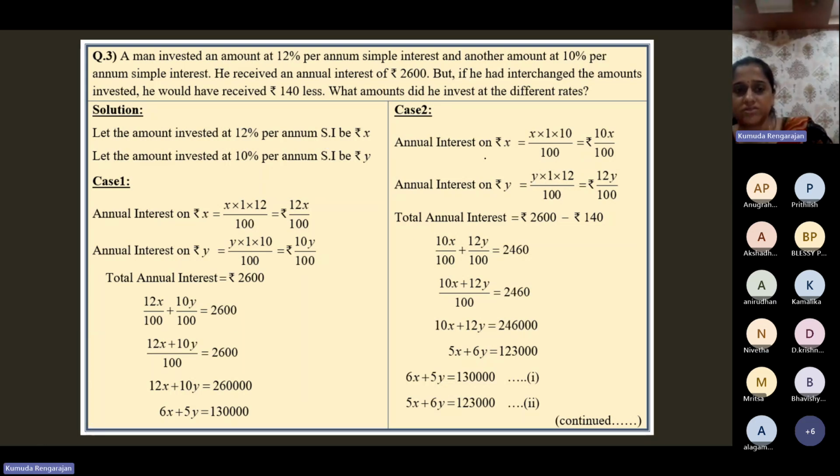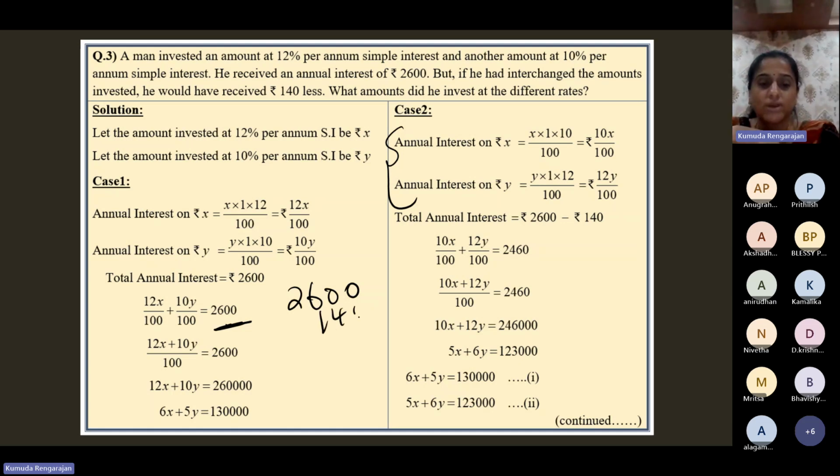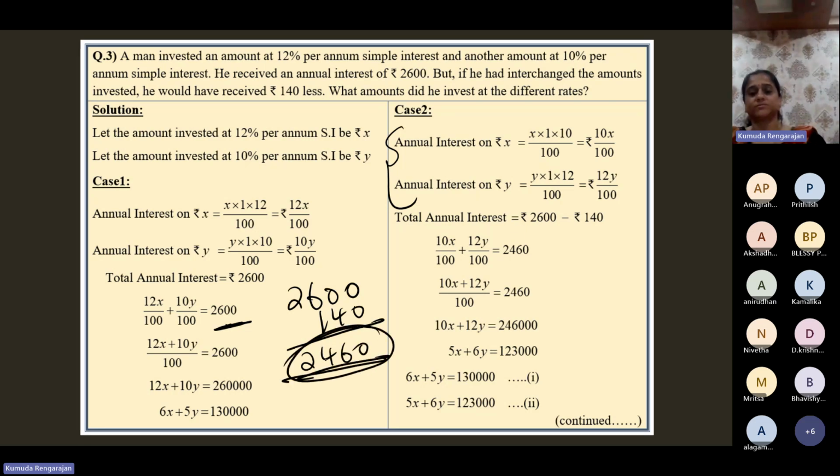Now the total interest is not 140 rupees. It's 140 rupees less. So what is the interest here? 2,600. If he does this kind of investment, he will get 140 rupees less. So minus 140, he'll get only 2,460 rupees. This is the annual interest.